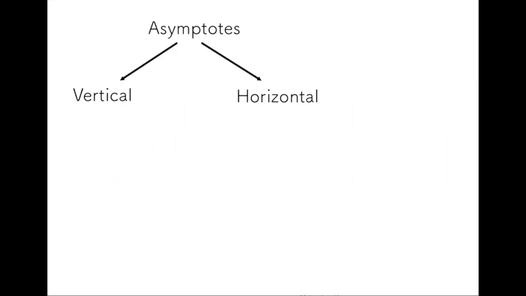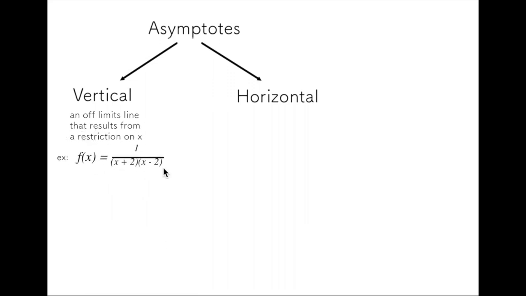For the sake of simplicity, let's divide asymptotes into two groups, vertical and horizontal. Vertical asymptotes result from restrictions on x. They're off-limits lines that the function is unable to cross. For rational functions, this happens when the denominator is equal to 0. This is best illustrated with an example like this.